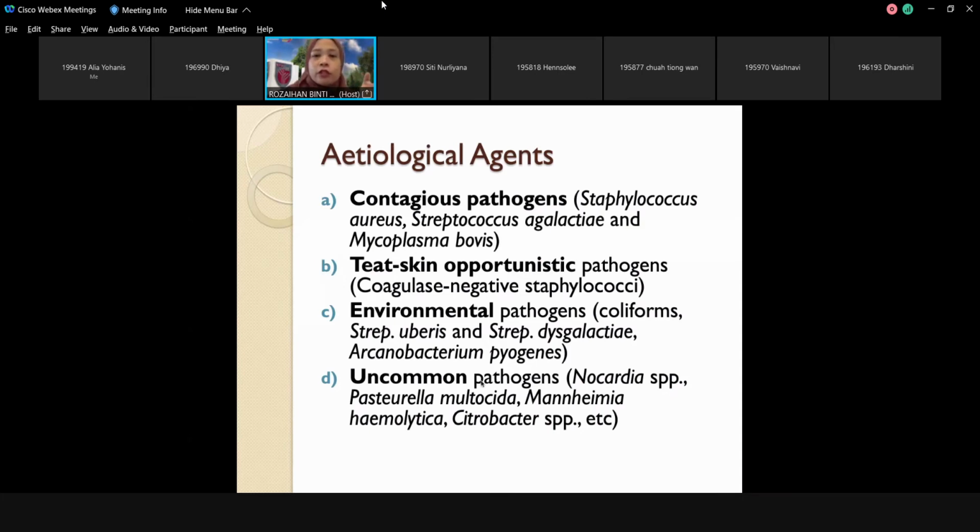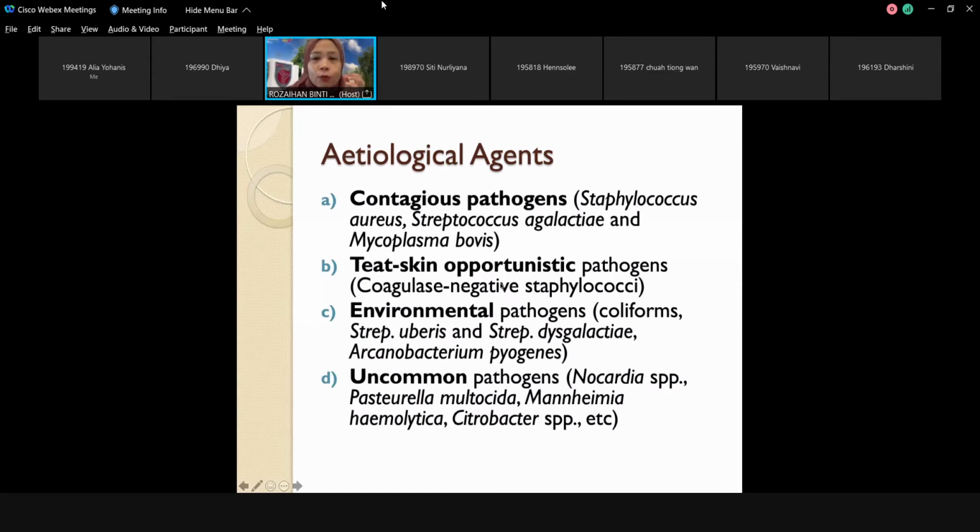Okay, so if you're talking about contagious pathogens, these are the pathogens that can be transmitted from the hands of the milkers. Okay, if they don't clean their hands, or if they use the same cloth from one animal to another animal. So this is how contagious pathogens can be transmitted between cows. Okay, the transmission would be from cow to cow.